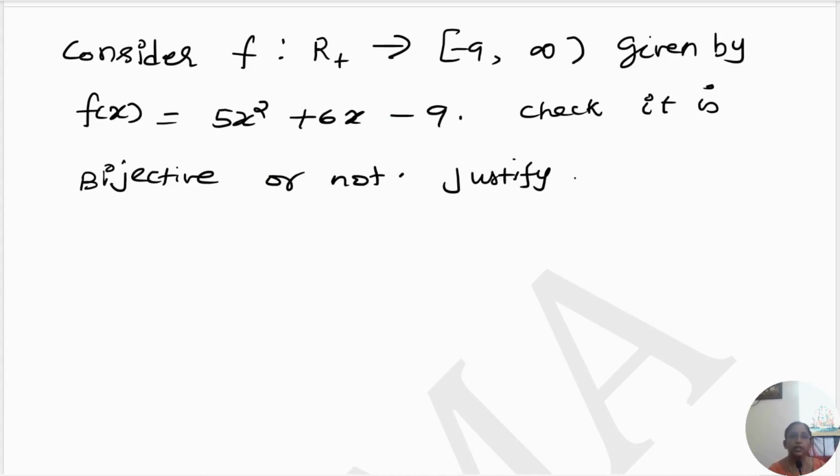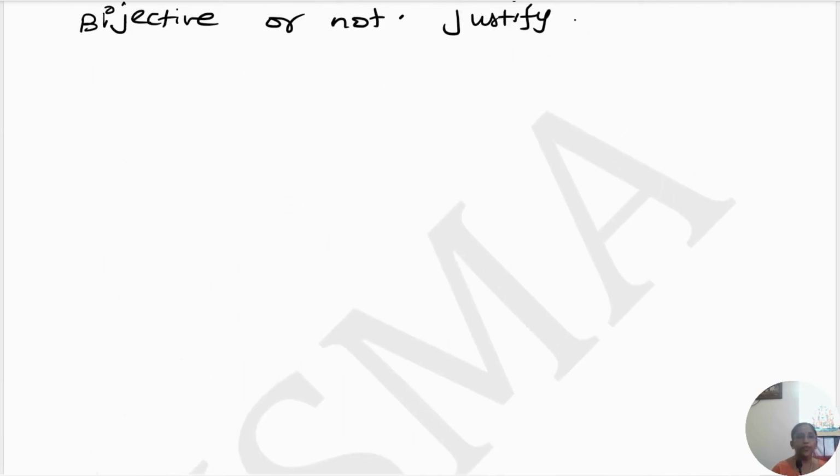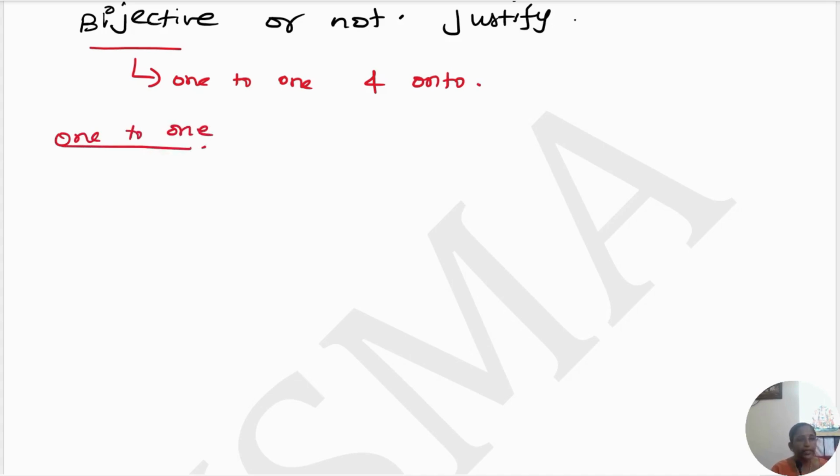Look at this question. Consider the function f from R to [minus 9, infinity) given by f of x. Check whether it is bijective or not. That is our question. Bijective, in the sense, what is the meaning? You know very well, for the bijective case, it should be one to one as well as onto. So you have to check for both. For checking one to one, f of x is given to us, that is 5x square plus 6x minus 9. So now you can use this.